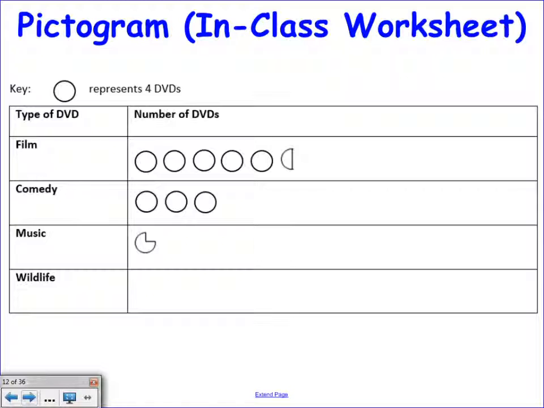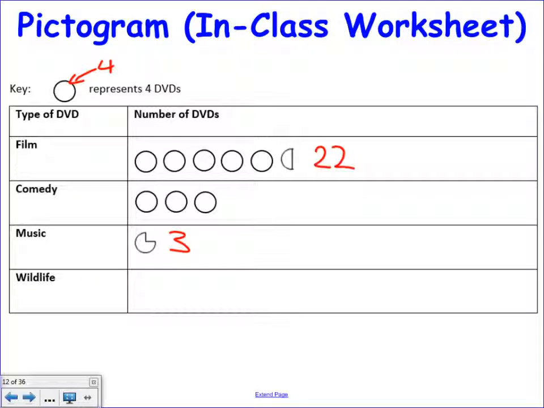Let's answer the first question. How many music DVDs does he own? So music is this shape. So if a full one is 4, what are 3/4 of it? 3. Yeah? Because a half of it would be 2, and we're adding a quarter again, so that's 3. Yeah? So we've got 3 music DVDs. Second question, how many more film than comedy does he have? So how many film have we got?